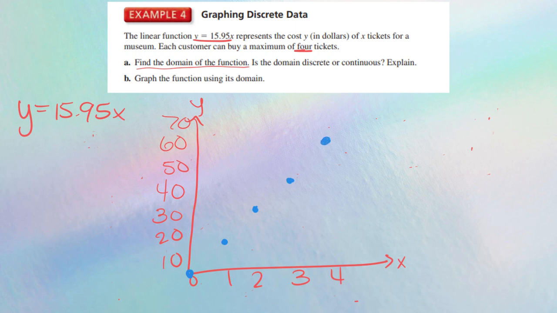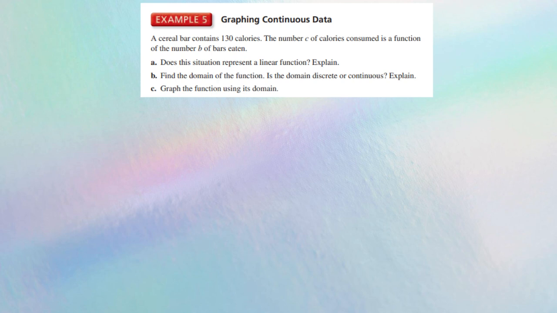63.80. So my graph, is it linear? Am I connecting these? Obviously, if it's a line, you will see it keeps climbing up, right? So it all depends. It is linear, but it's going to be what we call discrete, okay? It's a discrete graph. Let's go on to the next example. Now we're going to do continuous.